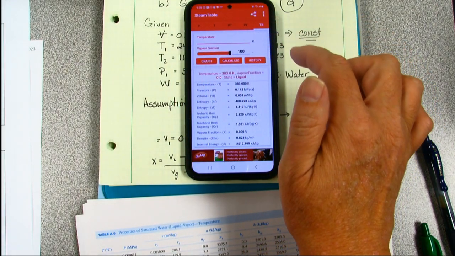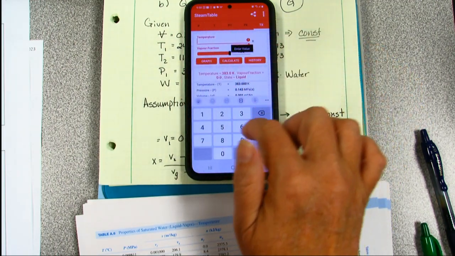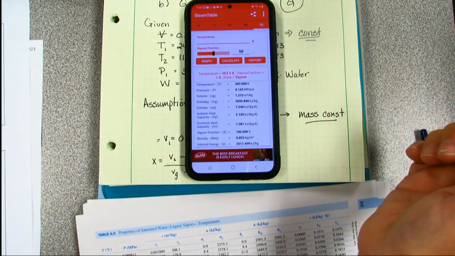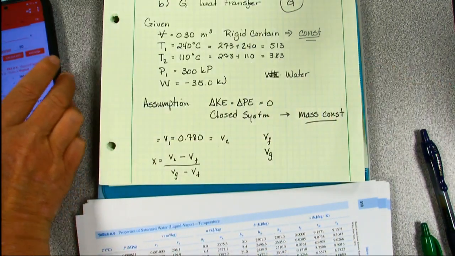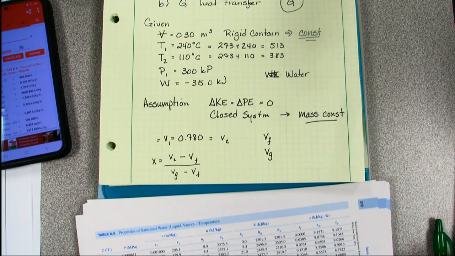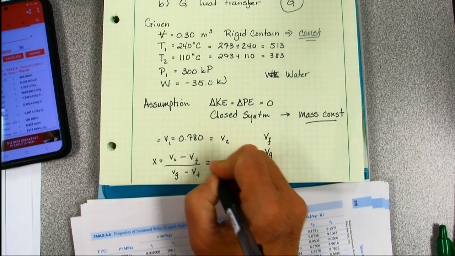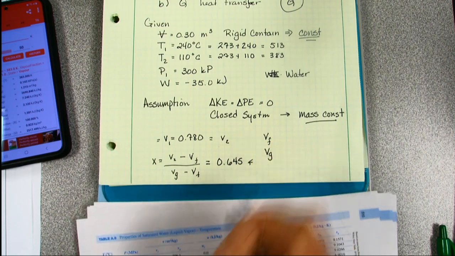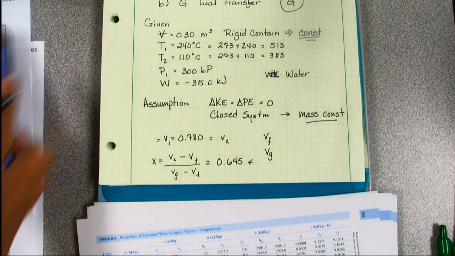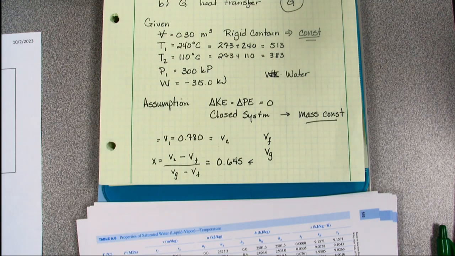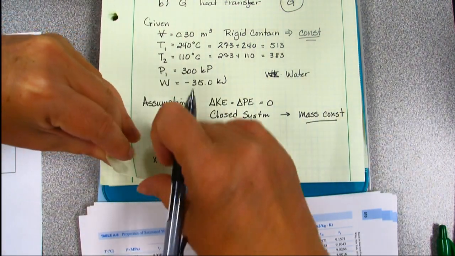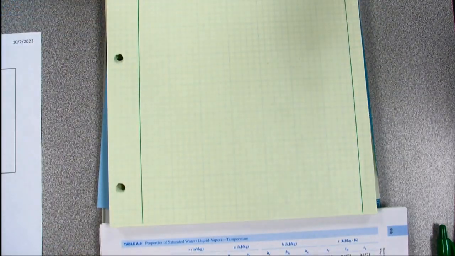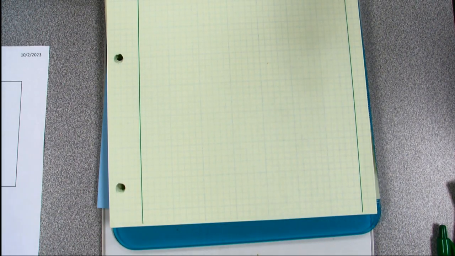And then we can set it to 100. Do the calculation, 383. Okay, and that will allow us to calculate this, and if we calculate that, this is going to be 0.645, which does show us that we're a saturated mixture. And then we can do the last part. Try and keep my stuff straight.